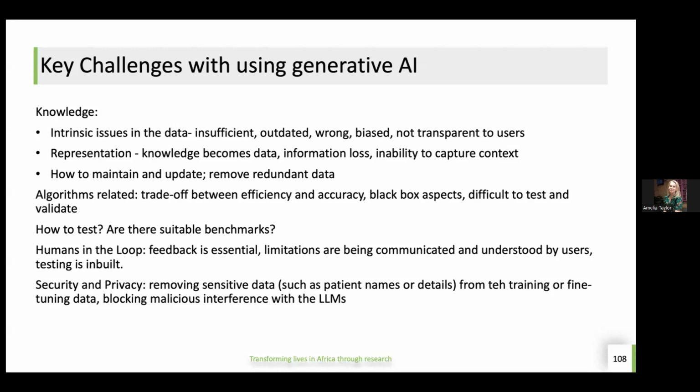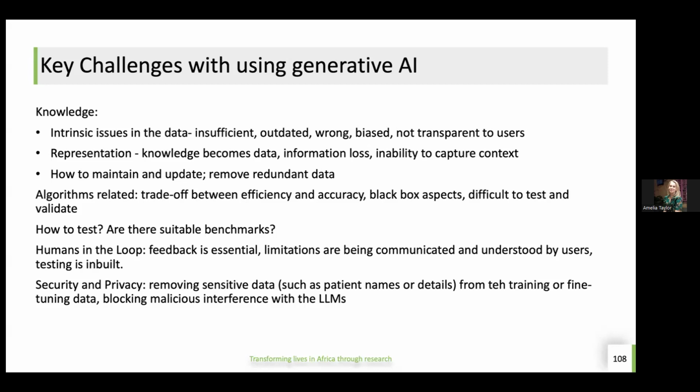So one is the data itself. Coming back to that idea of responsible and explainable AI, you need to have very good data. What if there are issues in the data itself, intrinsic to the way it was collected? Maybe it's insufficient, it's outdated, there are biases, and it's not transparent. You don't know where it's coming from. So we have to deal with issues like that.